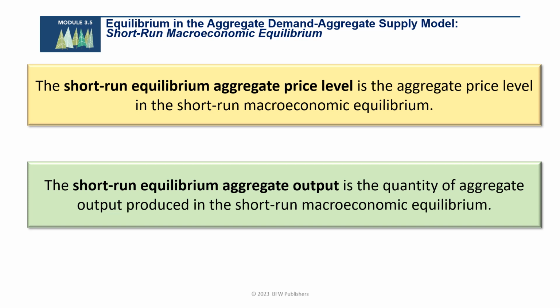Short run equilibrium price level is the aggregate price level in the short run macroeconomic equilibrium, right? We get that. Short run equilibrium output is the quantity of output produced in the short run macroeconomic equilibrium. This is just obvious, but it's important to review the obvious so that we can get to the technically difficult later on.